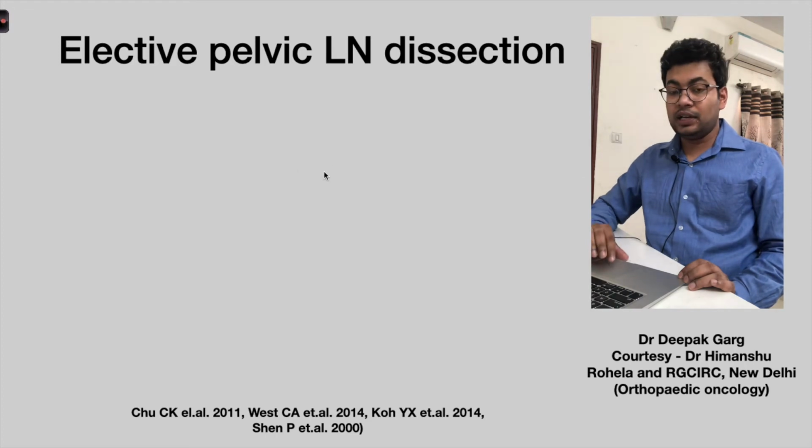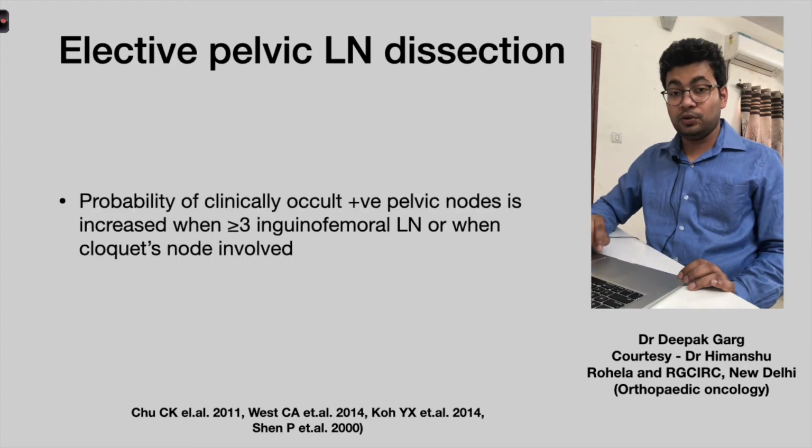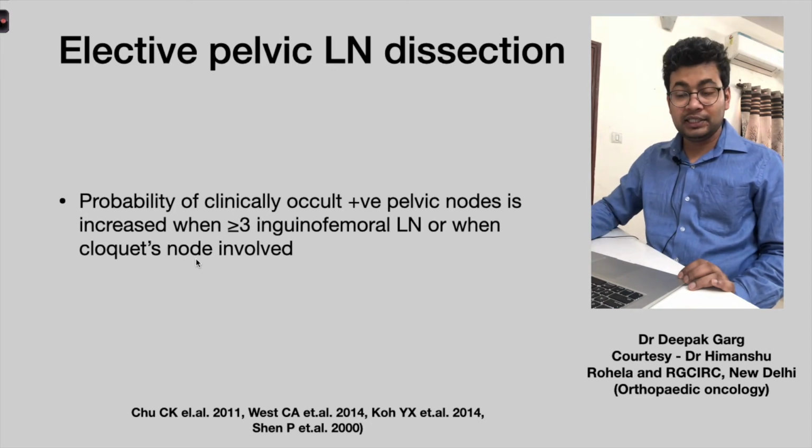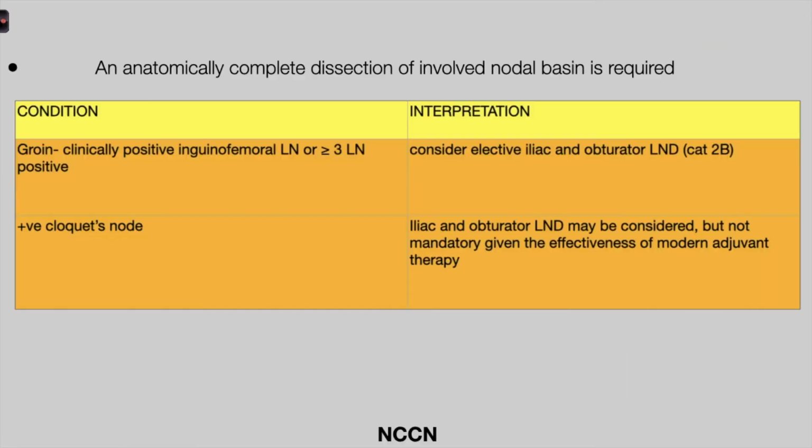This doubt arises from papers which showed that the probability of clinically occult positive pelvic nodes is increased when three or more inguinofemoral lymph nodes are involved, or when the Cloquet node is involved. So if three or more inguinofemoral lymph nodes are positive, or if the Cloquet lymph node is involved, then should we go for elective pelvic lymph node dissection? Even though from these papers we know there is a high probability of finding a positive lymph node in the iliac and the obturator region.